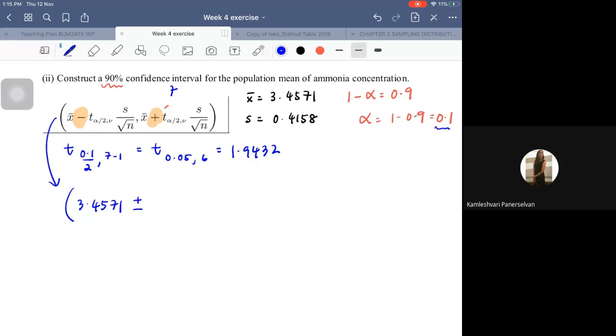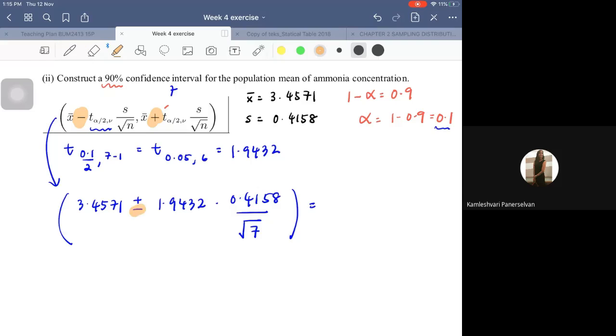And then I'm going to start substituting t. For this case, it's going to be 1.9432. So multiply by s, which is 0.4158, and divide by square root of n, which is going to equal 7 for this case. So let me put a larger bracket for this. Okay, now use your calculator. So tell me what is going to be the value when you do the minus operation. So what's the value for this?